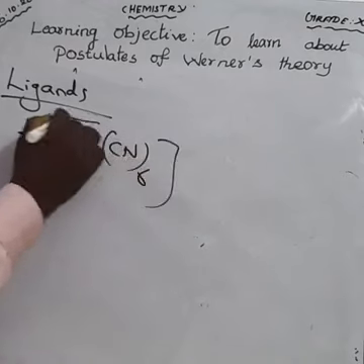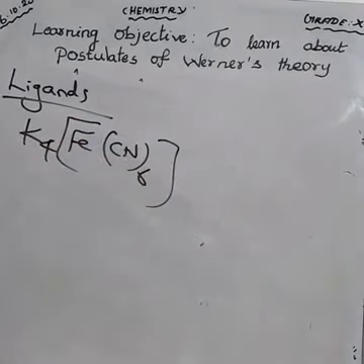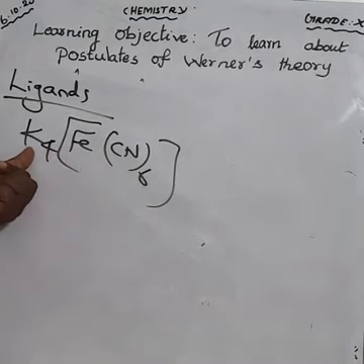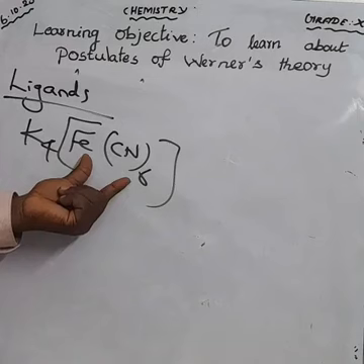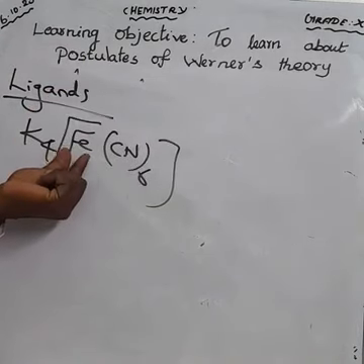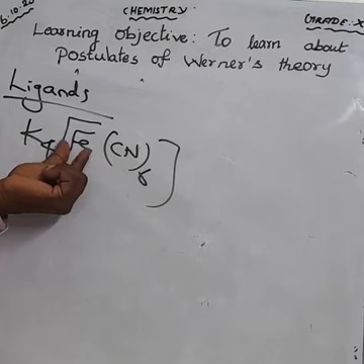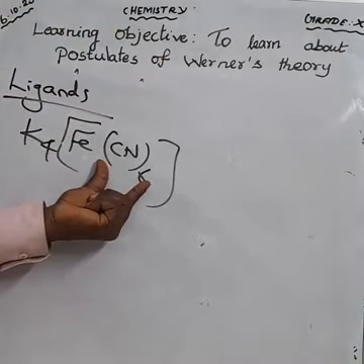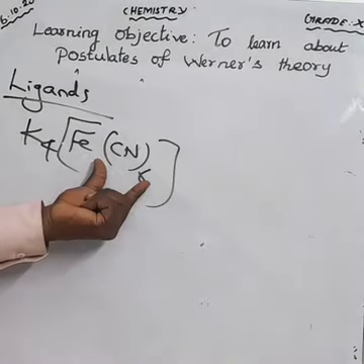One of the complex is K4[Fe(CN)6]. This is a simple cation, complex anion. K4 means simple cation, and the complex [Fe(CN)6]4- is the complex anion. I told you that Fe2+ is the central metal ion. Which one is the ligand? CN is the ligand. Clear? CN- ion is the ligand.